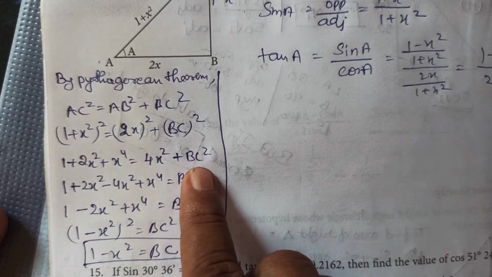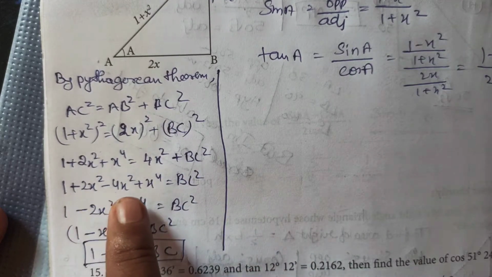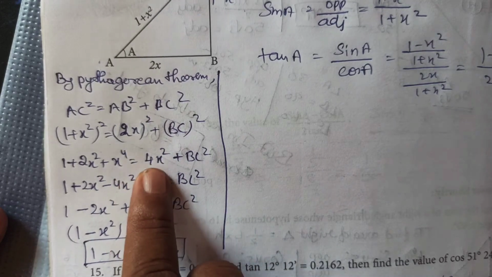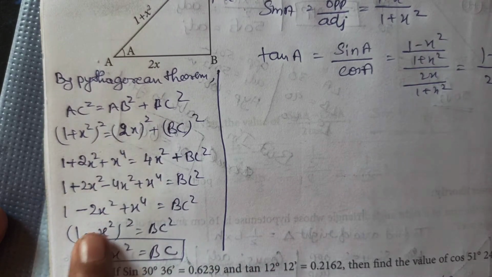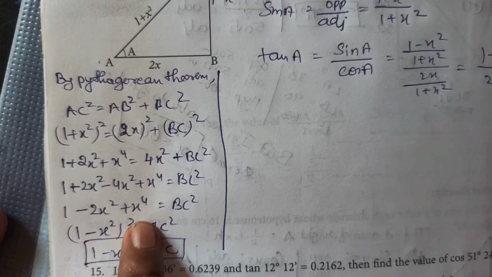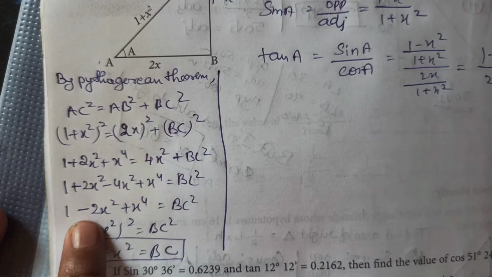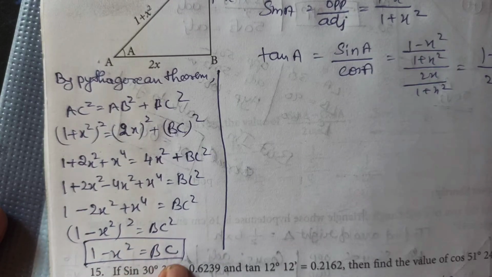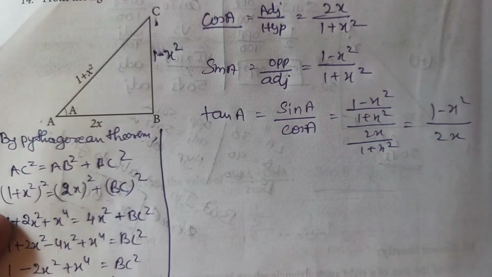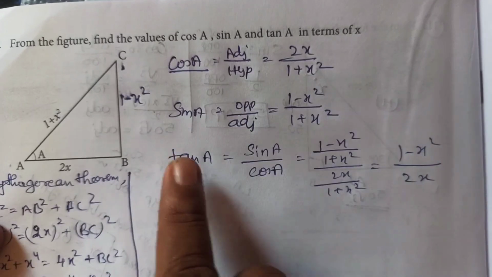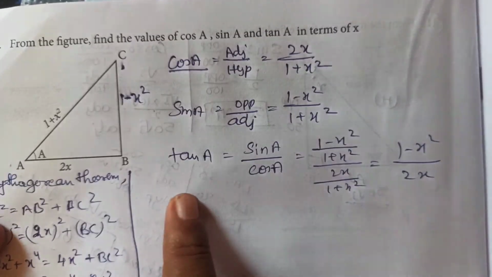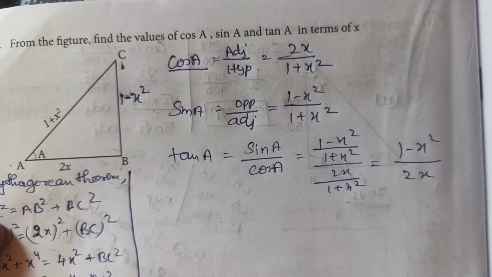This is 4x square plus bc. So 1 plus 2x square minus 4x square plus x power 4 is equals to bc, because this has come to the other side of equal to. Hence therefore 1 minus 2x square plus x power 4 is equals to bc. Because there is a minus sign in between, it becomes 1 minus x square, the whole square. So bc is equals to 1 minus x square. So as we get all the 3 values, now we substitute for cos a, sin a and tan a. Adjacent by hypotenuse, opposite by adjacent, sine by cos, we substitute all the values.